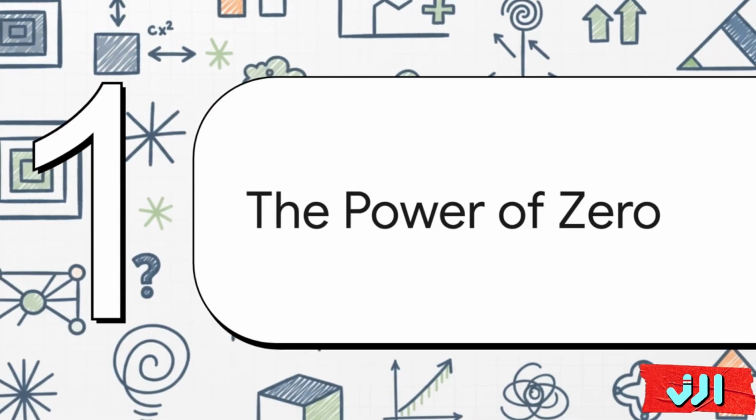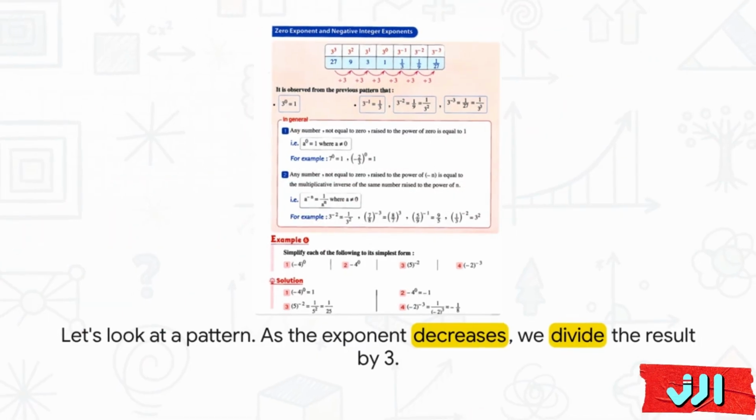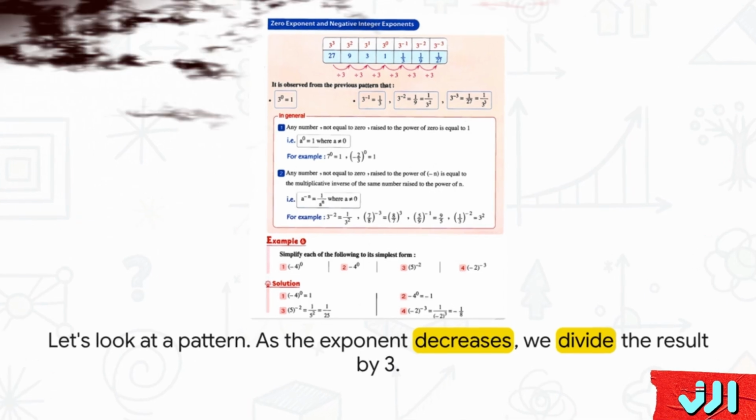So we've wrestled with positive and negative bases. Now let's look at something that might seem a little weird at first, but once you see the pattern, it's perfectly logical. It's time to decode the power of 0. Check this out, it's all about the pattern. We start with 3 to the third power, that's 27. When we drop the exponent down by 1 to 2, the answer is 9. What just happened? Well, we divided by 3. Let's do it again. Drop it to the power of 1, the answer is 3. Yep, we divided by 3 again. You see where this is going, right?